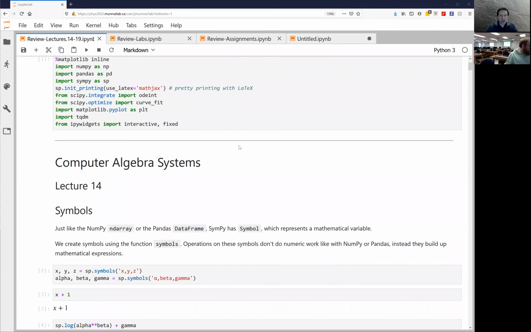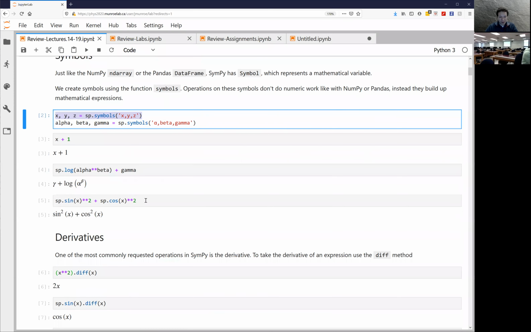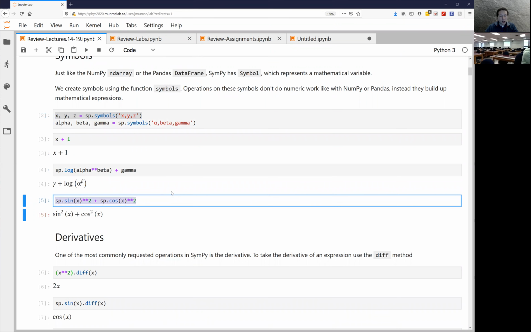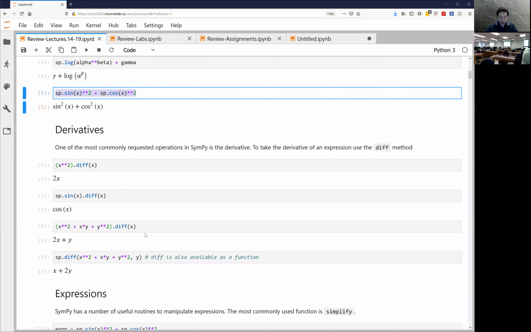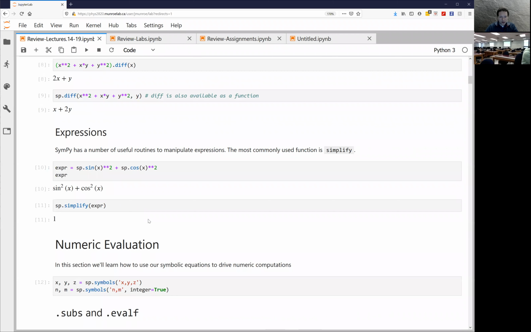In lecture 14, we talked about SymPy. SymPy is a different kind of tool than numerically analyzing this kind of stuff. So I've reduced it down to what I'm going to call the bare essentials. In terms of SymPy, being able to understand how to define symbols, important. Being able to take those symbols and build up expressions, important. Being able to take the derivative of an expression, useful. And simplify those expressions.